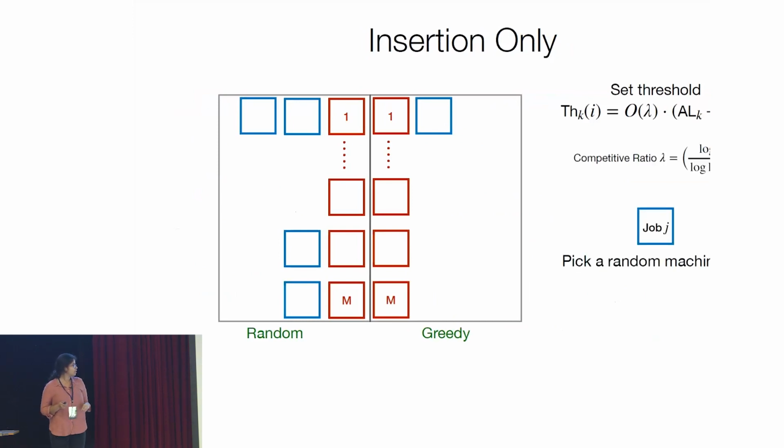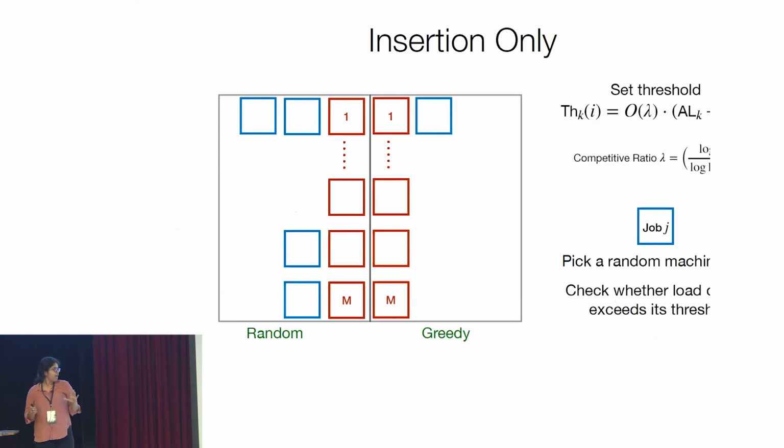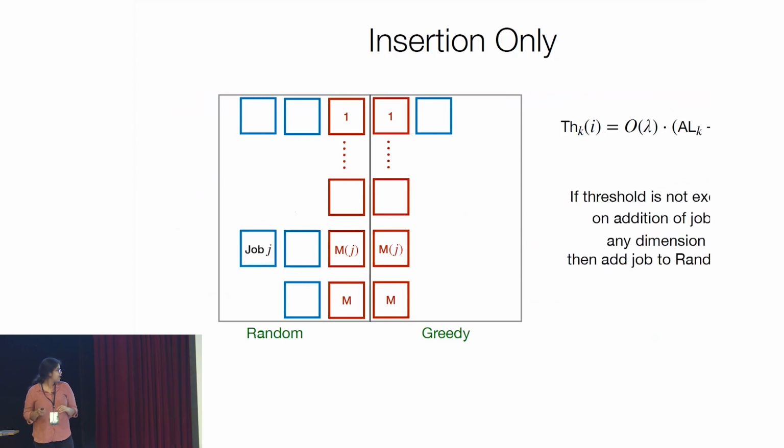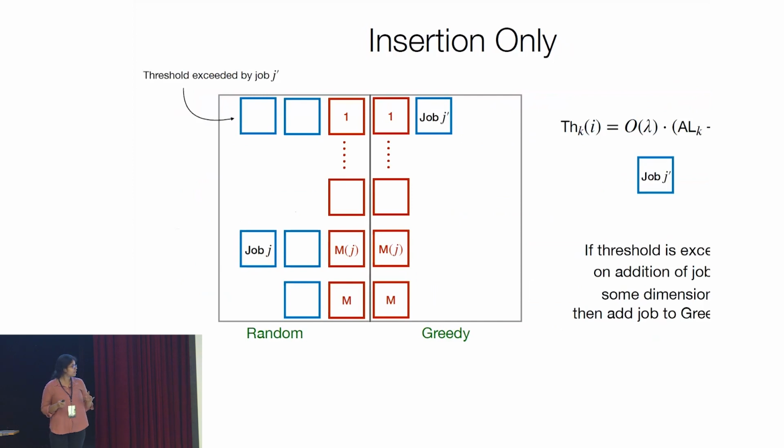When a job comes in, we're going to just pick a random machine, let's call it M of J. And we're going to check whether, if you add this job to M of J, the threshold is going to be violated or not. If the threshold is not violated, then I'm just going to add it to the random machine. If it is violated, you're going to move it to the greedy side. So on job J, the threshold wasn't violated, so it stays in M of J. And on some other job J prime, if you assign it to random machine 1 and the threshold is violated, you're moving it into the greedy side.